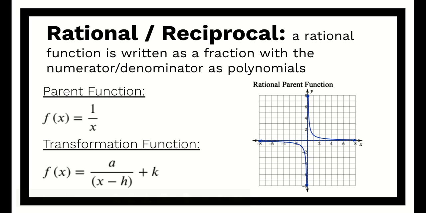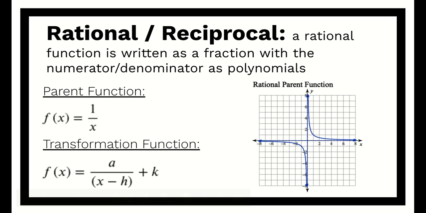Okay. H is going to shift you left and right. That's also going to tell you, right, when my H is 0, my vertical asymptote is at 0. When my H is at -4, that vertical asymptote is also at -4. So your H is going to tell you what your asymptote is.